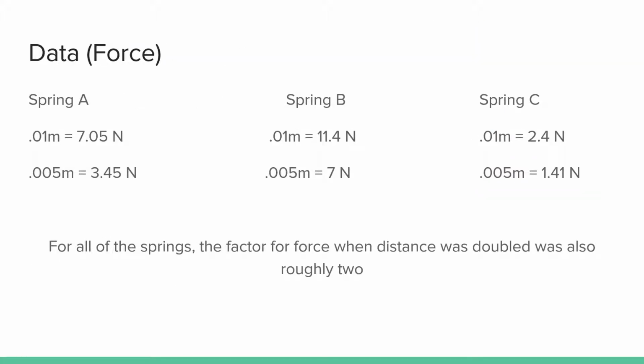So here we have our data. With our data, for each trial we averaged it out so we could have the average force for each one. As we looked at this data, we realized that each one was roughly about double. Not all of them were perfectly double, but it was around that area.